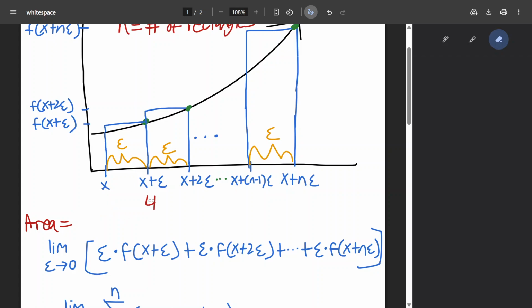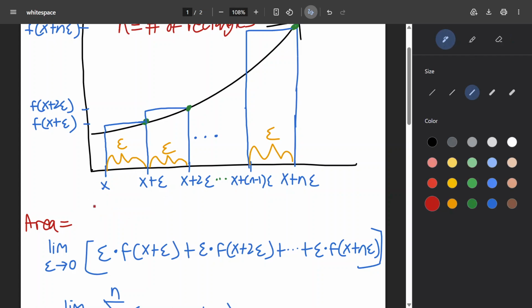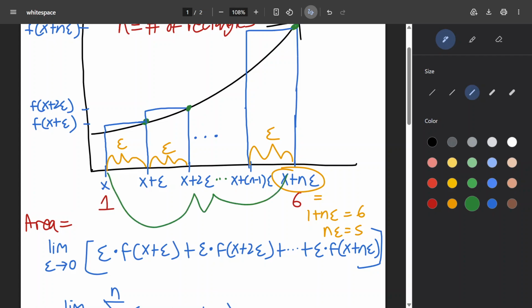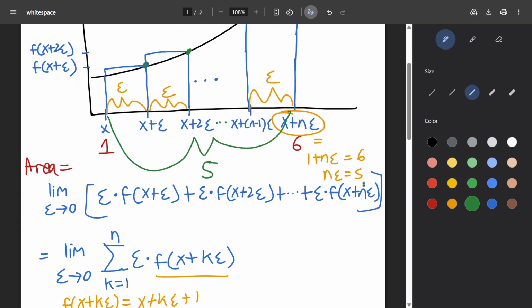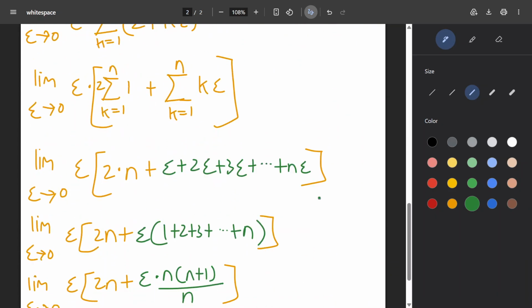In our problem, we're calculating the area under the curve from x equals 1 to 6. So if we're starting at x equals 1, then this expression here must be equal to 1 plus n epsilon, because we said x is 1. We also know that it must equal 6, therefore n epsilon must be 5. And again, that just represents this distance right here. It's 5, right? That's my total distance from start to finish. It's n epsilon. Okay, great. So we have a value for n epsilon.